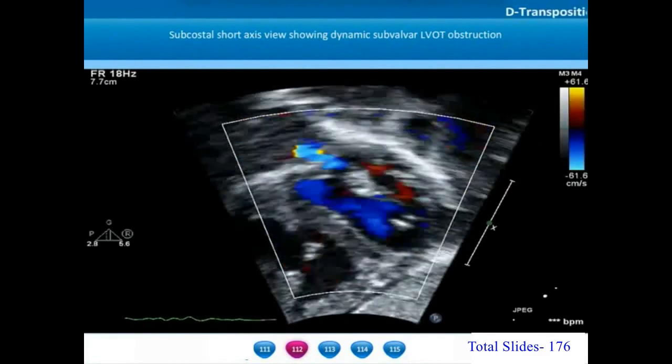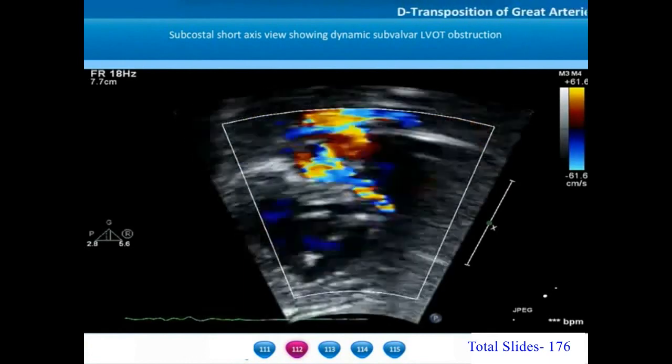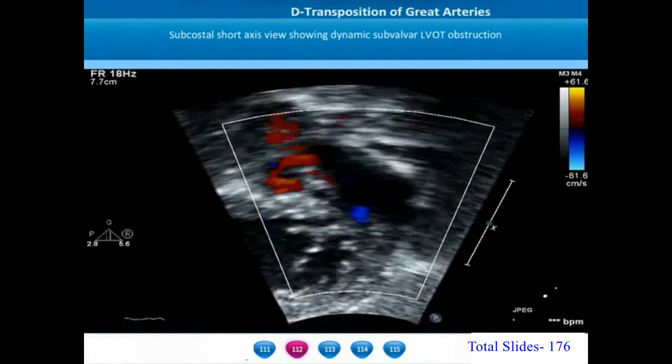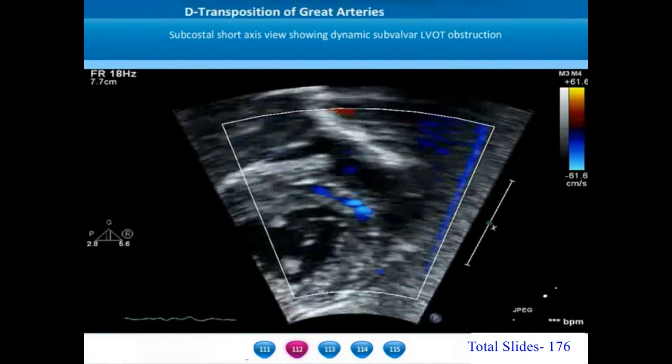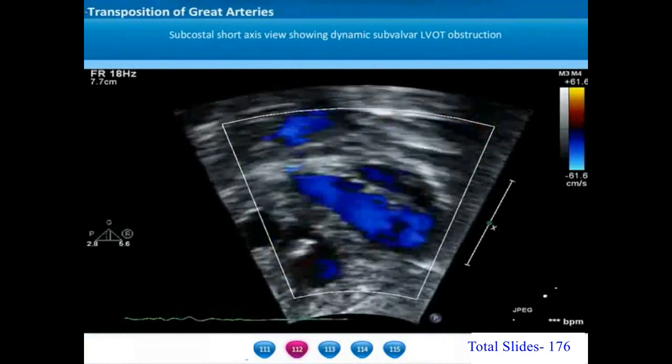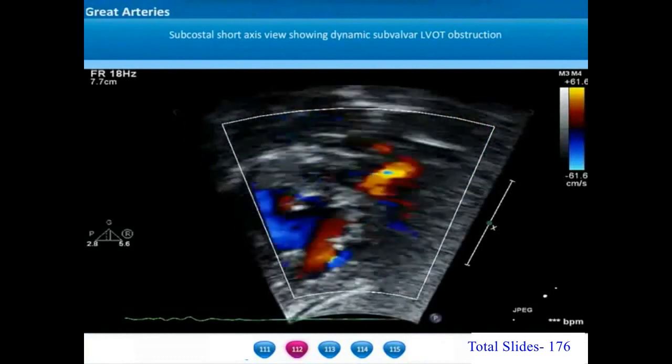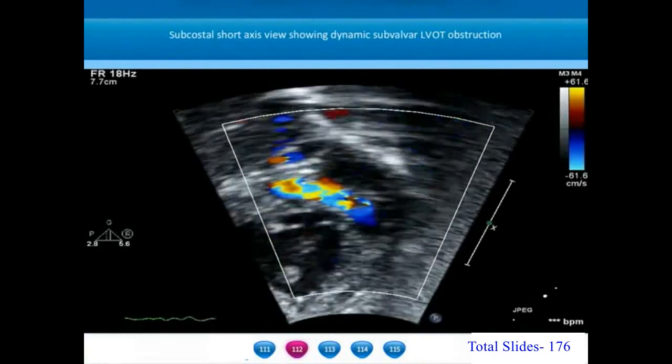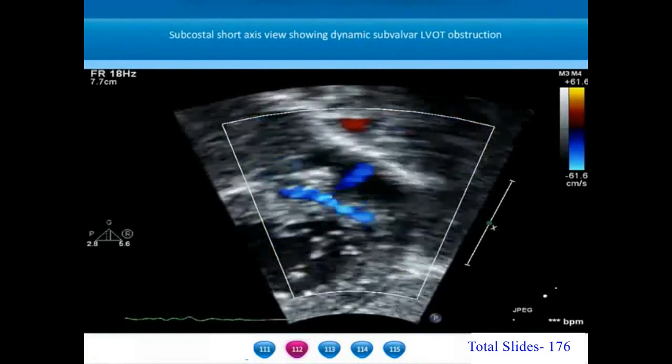In this subxiphoid short axis view, again we can notice the dynamic left ventricular outflow tract obstruction caused by a combination of the septal bulge into the left ventricular outflow tract and systolic anterior motion of the anterior mitral leaflet.